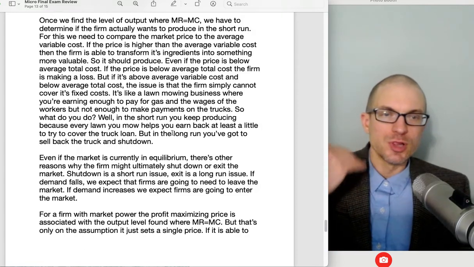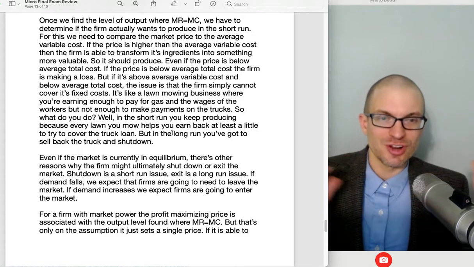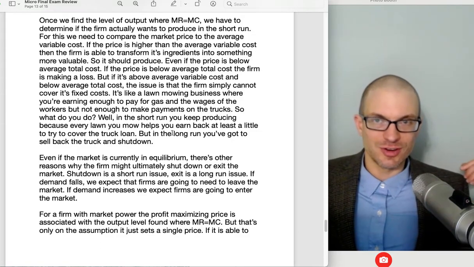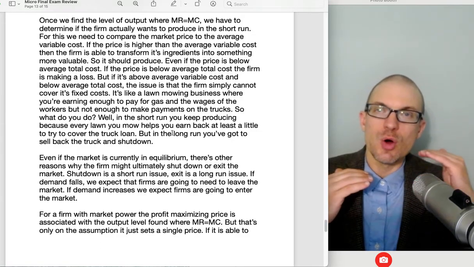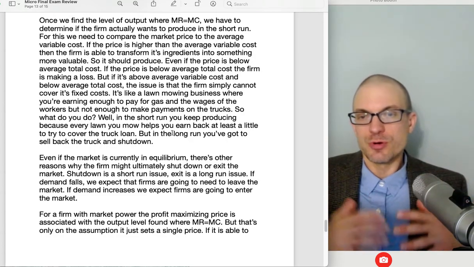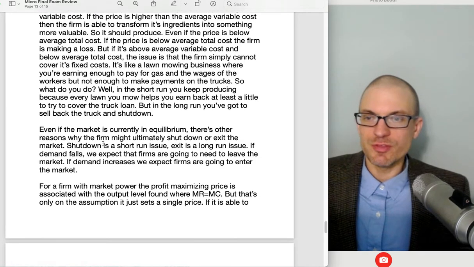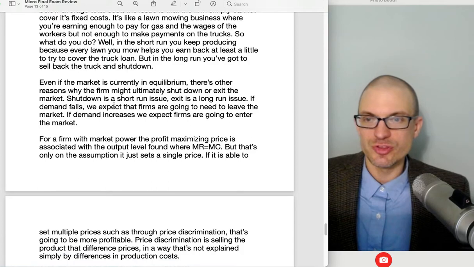So if the price is below average variable cost, that's not true. Price below average variable cost, the firm's going to shut down in the short run, and exit in the long run. If the price is below average total cost but above average variable cost, they'll produce in the short run, probably exit in the long run. Even if the market's currently in equilibrium, there's other reasons why the firm might ultimately shut down or exit.